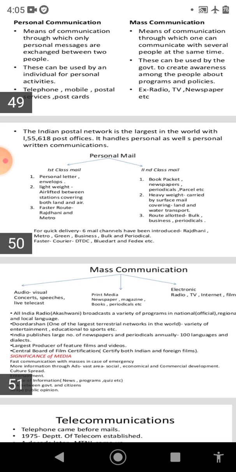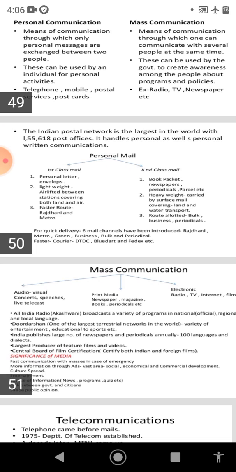All India Radio, known as Akashvani, broadcasts a variety of programs in national, regional, and local languages for various categories of people spread over different parts of our country. Doordarshan, the national television channel of India, is one of the largest terrestrial networks in the world. It broadcasts a variety of programs from entertainment and educational to sports for people of different age groups.